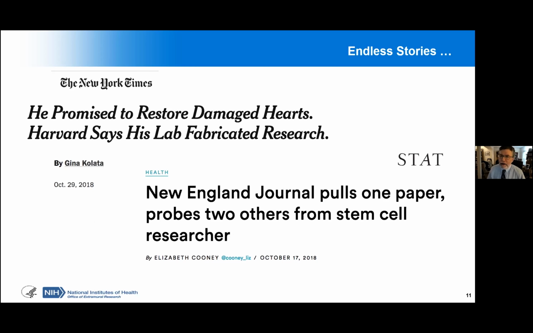All right, and there are more stories. So here's a story from Boston. This involved Piero Anversa, who had falsified data involving cardiac regeneration, and this led to a retraction of papers. And there are lots of stories. So let's go into the next slide.